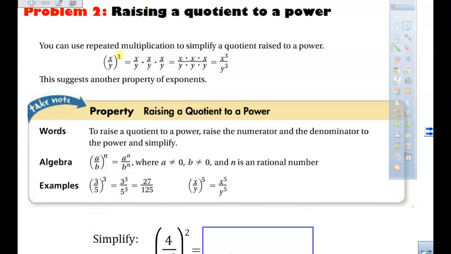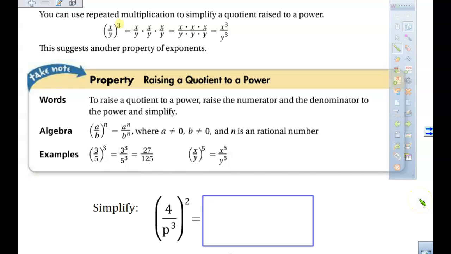And some of you have been doing a great job on these very early on. You had x to the 5th and y to the 5th. You rewrote it as x to the 5th over y to the 5th. Here we have 3/5 cubed. You put 3 to the 3rd, 5 to the 3rd. This would be my answer as a power.